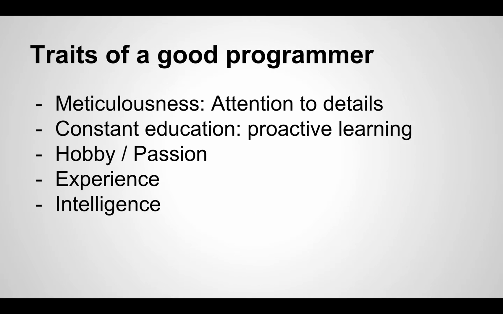Traits of a good programmer. So first of all, you have to be very meticulous. You have to pay attention to details, especially if you're creating software for a car or for a spaceship. If you want to send a satellite to orbit, you have to be very meticulous in the sense that every line of code that you will write matters. You cannot just say, okay, it will do just fine. No, you have to make sure that you understand what you're writing.